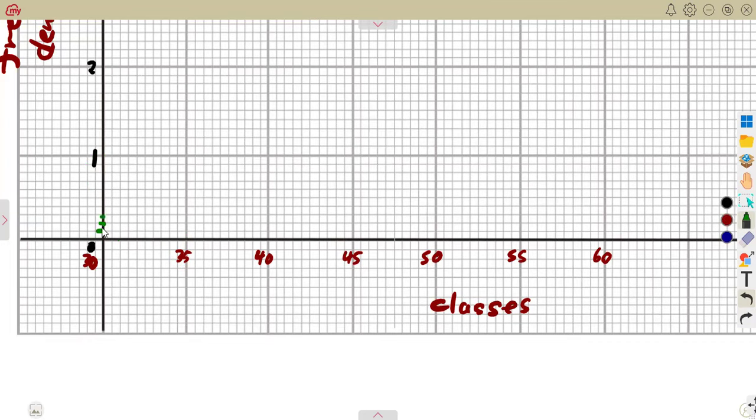There are 10: 0.1, 0.2, 0.3, 0.4, 0.5, 0.6, 0.7, 0.8, 0.9, 1. Each small box represents 0.1. So with these guys, we can present our graph.